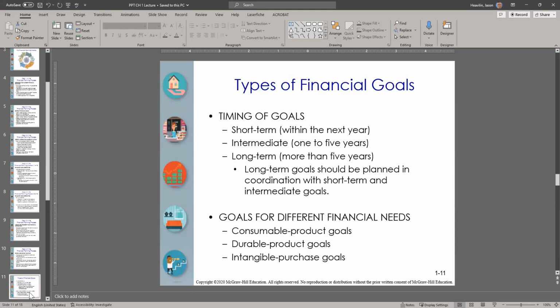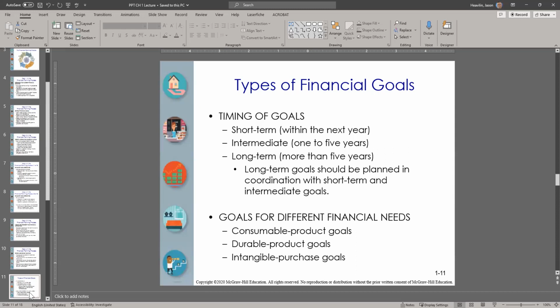Long-term goals should be planned in coordination with short-term and intermediate goals. Your short-term goals should not get in the way or have a negative impact on your long-term goals. Short-term, intermediate, same thing. Same thing in the sense of not affecting. So think of long-term goals as your overall strategy. And then the short-term intermediate should be things that you're doing that are supporting that long-term strategy.